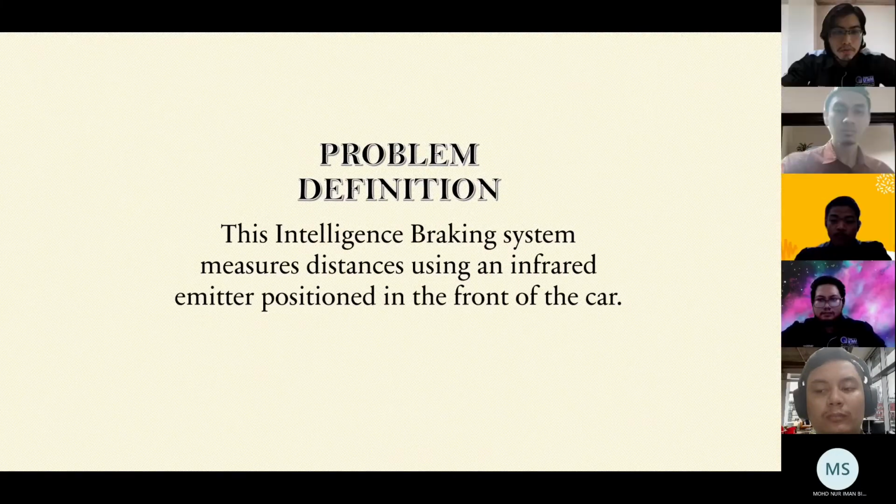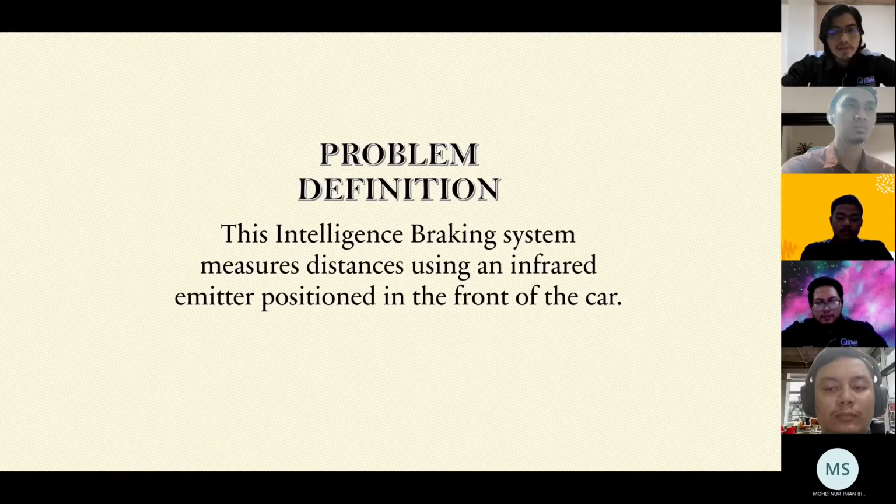Okay, problem definition. This intelligent braking system measures distance using an infrared emitter positioned in the front of a car. Basically, this intelligent braking system consists of an infrared wave emitter mounted on the vehicle's front end that receives a signal indicating the distance between the vehicle and the obstacle in front.